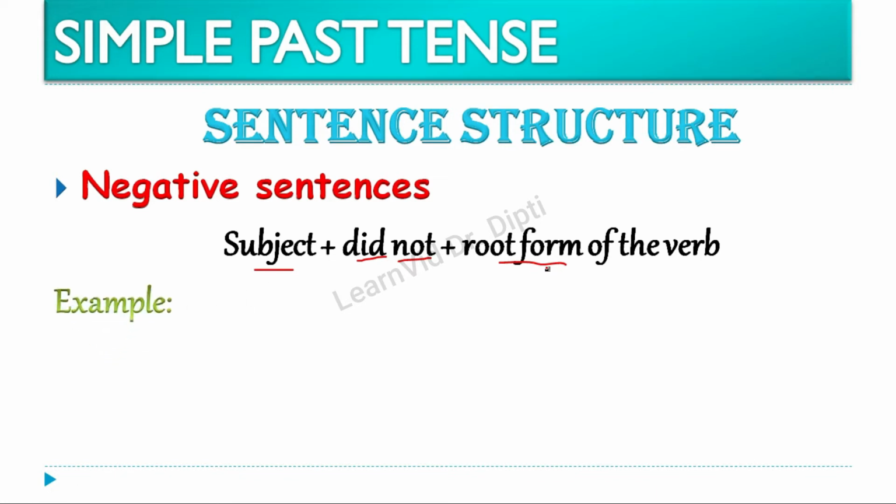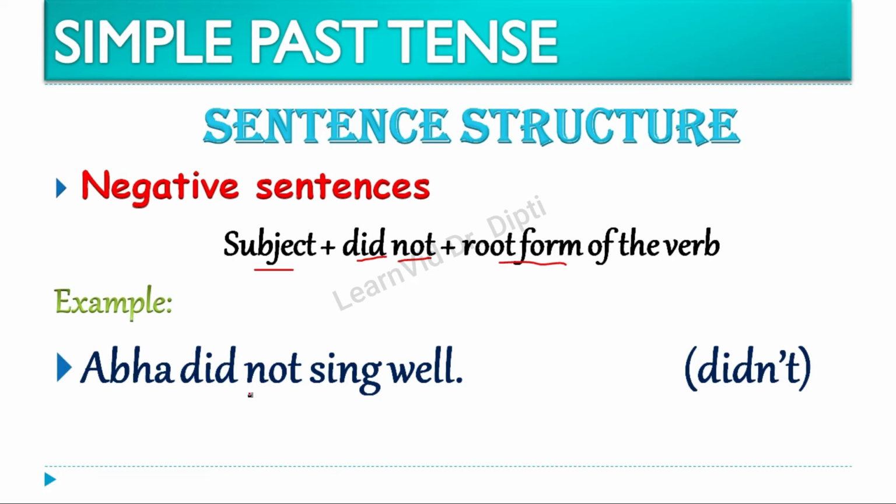द फर्स्ट एग्जाम्पल इज आभा डिड नॉट सिंग वेल. फ्रेंड्स यू ऑब्जर्व ओवर हियर, हमने यहाँ पर सब्जेक्ट के बाद लगाया है डिड नॉट और ये है रूट फॉर्म ऑफ वर्ब. यहाँ पर हमने V2 फॉर्म ऑफ वर्ब नहीं लगाया, यहाँ पर सीधा हमने सिंग लगाया है. सो आभा इज द सब्जेक्ट, did not sing is the root form of verb. So Abha did not sing well. यहाँ पर हम contraction भी use कर सकते हैं. did not की जगह हम लिख सकते हैं didn't. Again in informal writings the contractions are used.